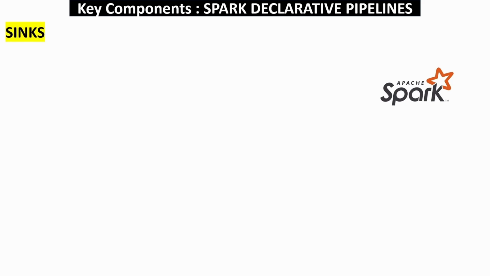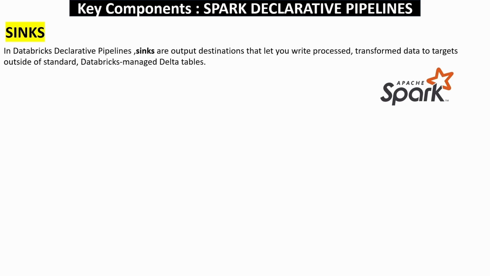Let's go with the definition now. In Databricks Declarative Pipelines, sinks are output destinations that let you write processed, transformed data to a target outside of my Databricks environment. So this is very helpful when you have to write data outside of your Databricks environment. Then you will use sinks, whether you want to write data to Event Hub, to Kafka, to some custom Python sinks, or to some external data table. Everything is possible using sinks.